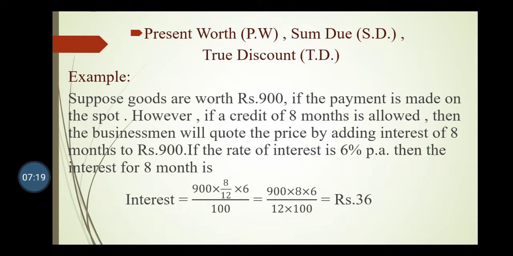Okay, why? What is the reason for that? Students, the rate of interest is always given per annum, so we have to consider the time period in the form of years. As here 8 months is given, we have to consider 8 upon 12 year. By calculating this, we will get the interest amount which is rupees 36.